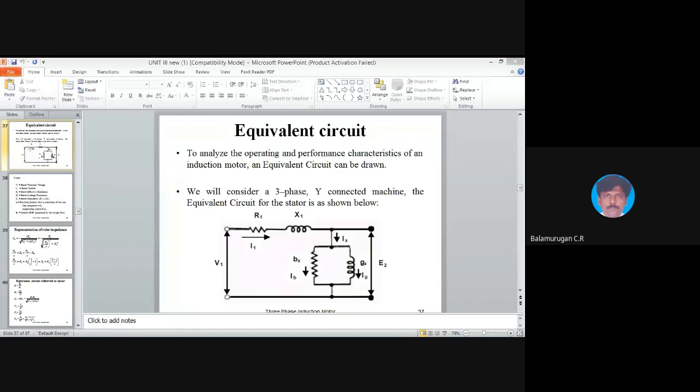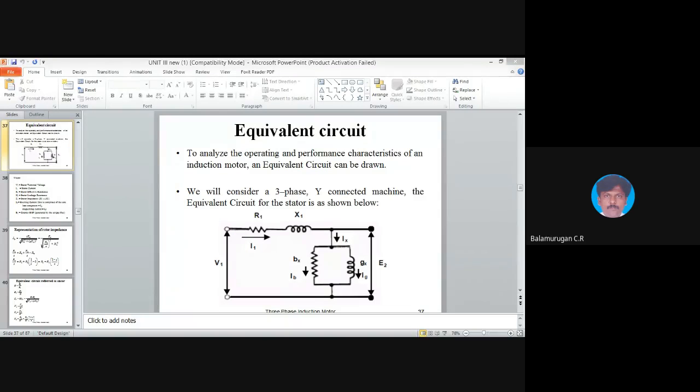So the total electrical load will be the load available in the equivalent circuit. The input will be 3 V I cos phi, and this is the rotor input. The rotor input will be the output of the stator after subtracting the losses. So the output of the stator will be equal to the rotor input. If you subtract the rotor copper loss, 3 I square R since it is 3 phase, you will get the mechanical power. And if you subtract these two terms, you will get the final mechanical power.